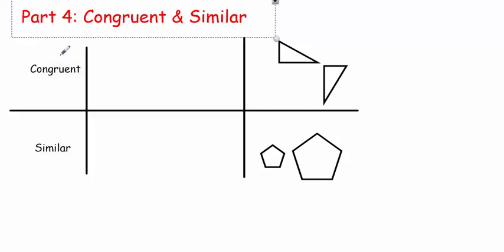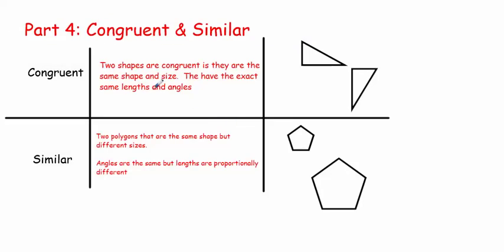All right, last part is congruent and similar. Here are the definitions. I think I wrote them down for you, but I want you to make sure that you understand it. Congruent means it is the exact same shape.